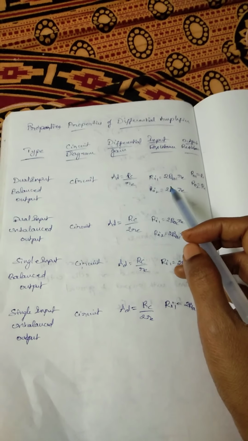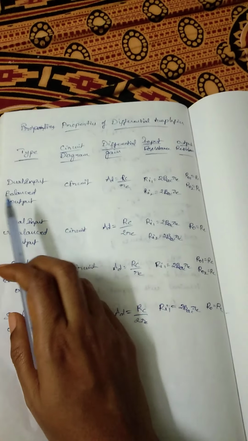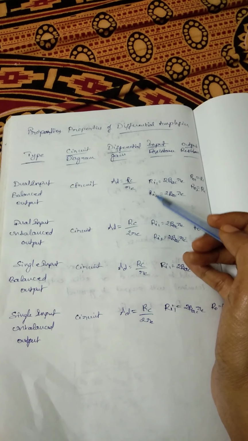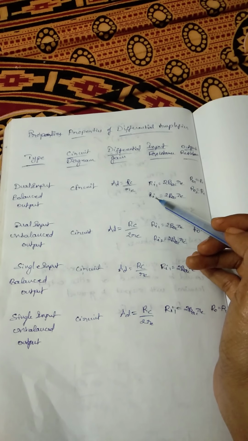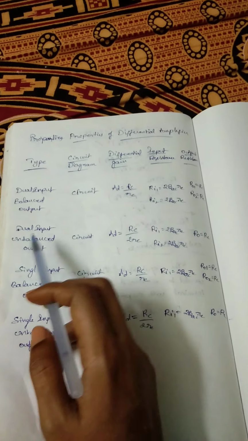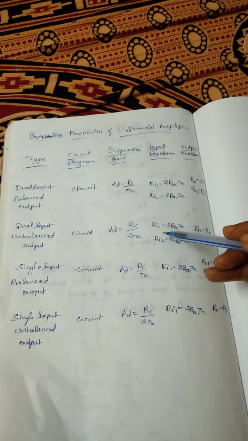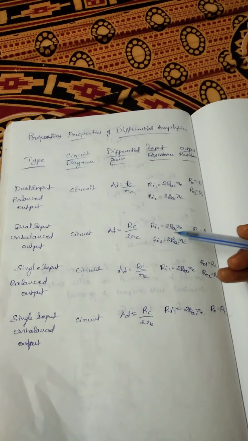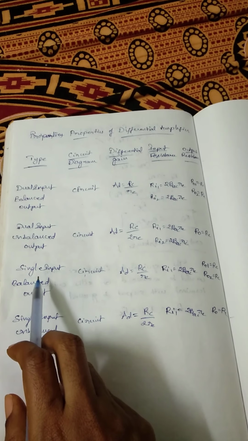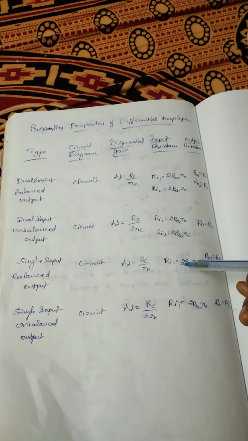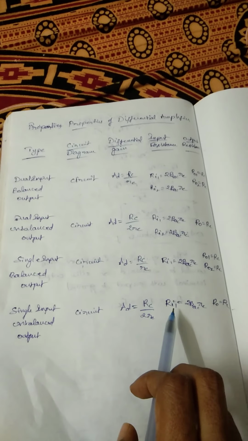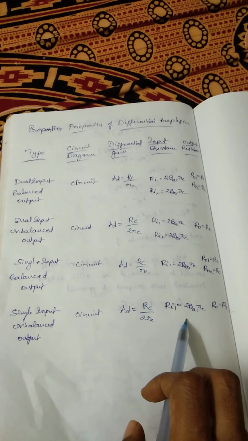And the input resistance for the DIBO configuration is, here we are applying two inputs, that means we can have two input resistances, RA1 and RA2. RA1 is equal to 2 beta AC RE, RA2 is also equal to 2 beta AC into RE. In this case also we are applying two inputs, so we can have two input resistances, RA1 and RA2, and RA1 is 2 beta AC RE, RA2 is also 2 beta AC RE. For the third case, we are applying only single input and we can have only one input resistance, that is RA1 is equal to 2 beta AC RE. In this case also we have one input resistance, that is RA1 is equal to 2 beta AC RE.